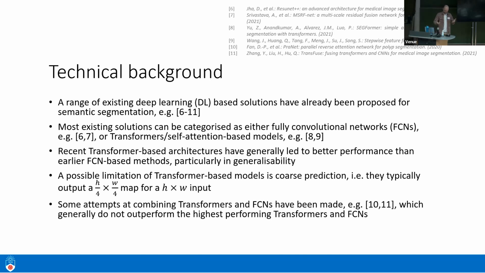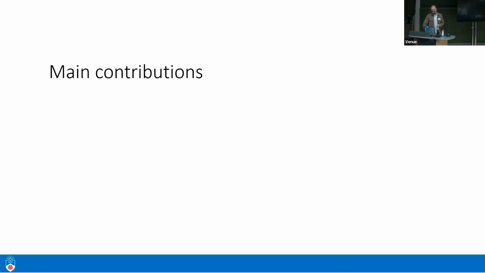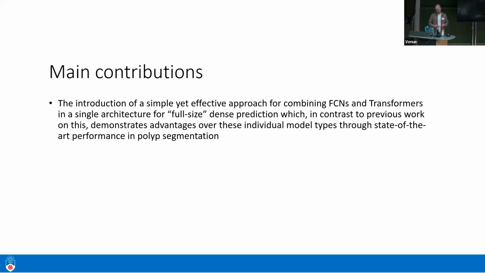Now, in addition to these two different types of architectures, we have also seen some hybrids, some attempts at combining them. However, from the papers I've observed, they typically do not outperform the highest performing pure transformers and fully convolutional networks. So the main contributions of this work include the introduction of a simple yet effective approach for combining FCNs and transformers in a single architecture for full-size dense prediction, which, in contrast to the previous work I just mentioned, demonstrates advantages over these individual model types through state-of-the-art performance in polyp segmentation.